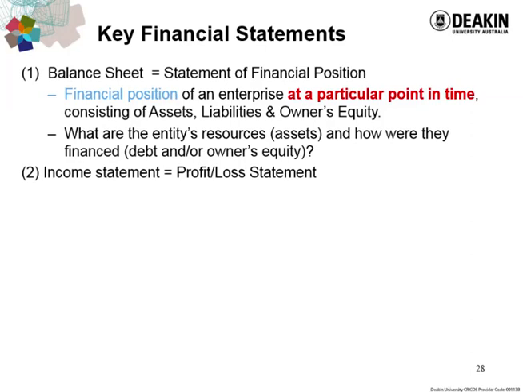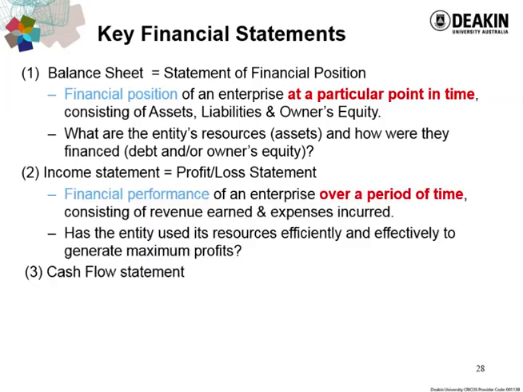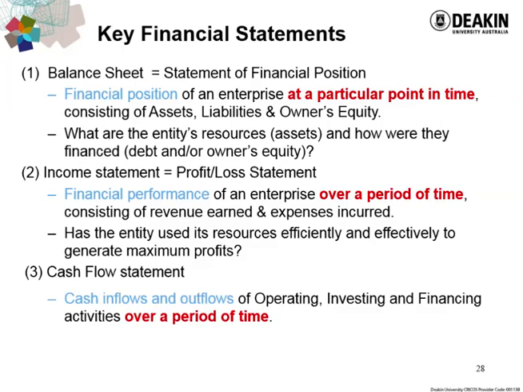Next, income statement, which is also known as profit and loss statement. It shows the financial performance of an entity over a period of time. So revenue and expenses will be reported here, and it shows whether the entity is profitable. Finally, cash flow statement. Cash flow statement shows the cash inflows and cash outflows of operating, investing, and financing activities over a specified period of time. So we will look at the format of these financial statements in the next few slides.